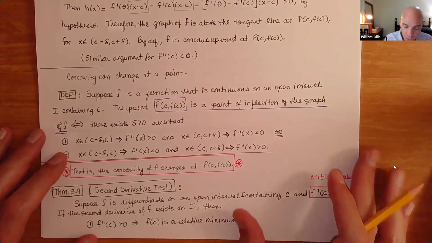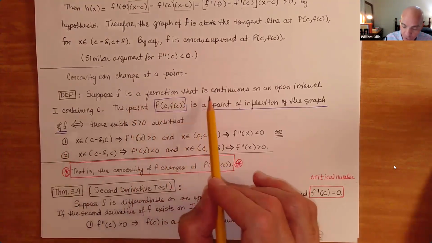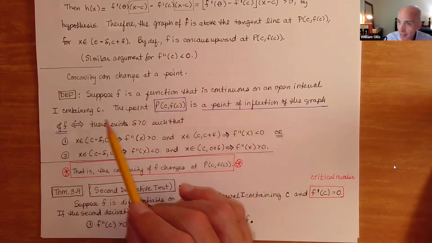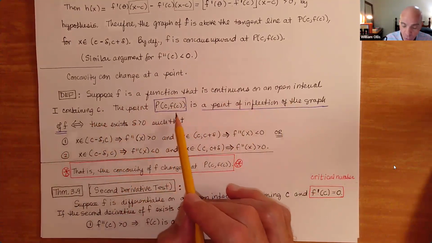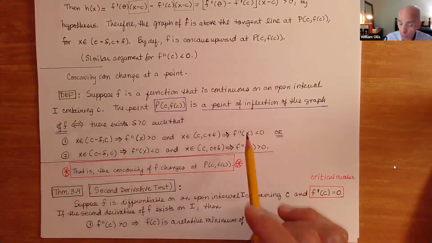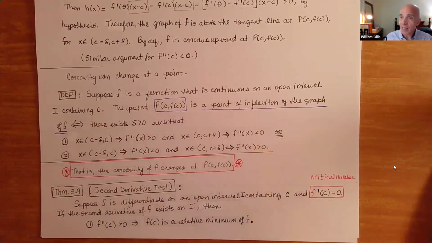Now, the first piece of terminology is very simple. What we want to do, again, is suppose f is a function that is continuous on an open interval I containing c. We need the continuity. And we're going to say that the point c, f of c is a point of inflection of the graph of f. That is a point where you have a transitioning of the concavity.